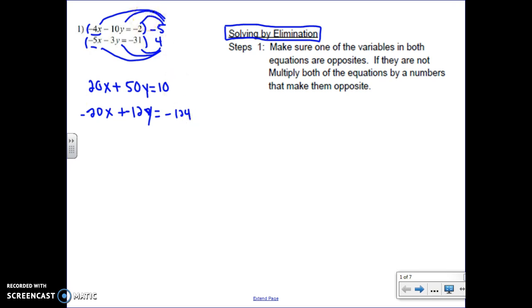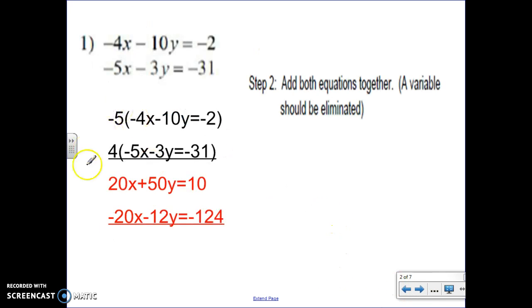So the first step is to make either the x's or the y's opposite each other. In this case, we made the x's opposite by making one a positive 20 and one a negative 20. So this is where we're at. Second step now is we want to add the two equations together. So the x's cancel. I have 50 minus 12 is 38y, and that's going to equal negative 114. That creates my new equation. So then we're going to work on the next one.